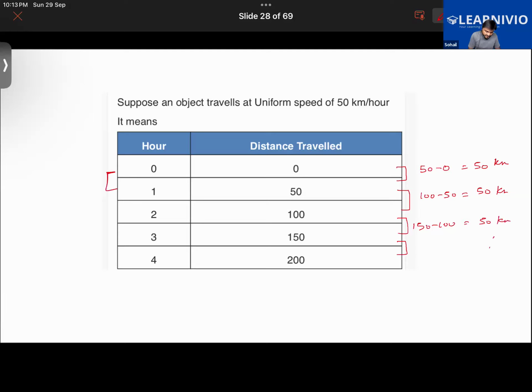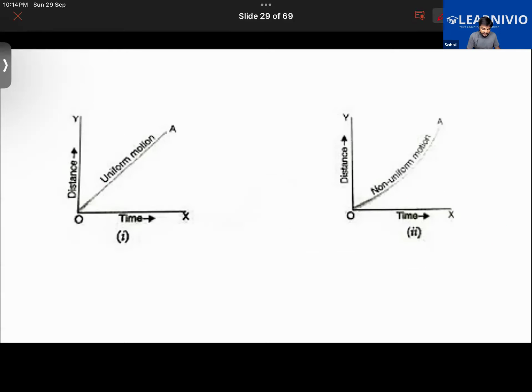When you calculate the difference in the time, 1 minus 0, that is 1. 2 minus 1, that is 1. Like this. So what do we see? The body is traveling, covering equal distance in equal intervals of time. So when we plot a graph for such a body, the graph will be like this.